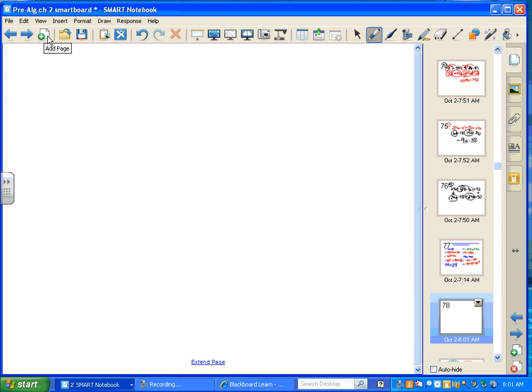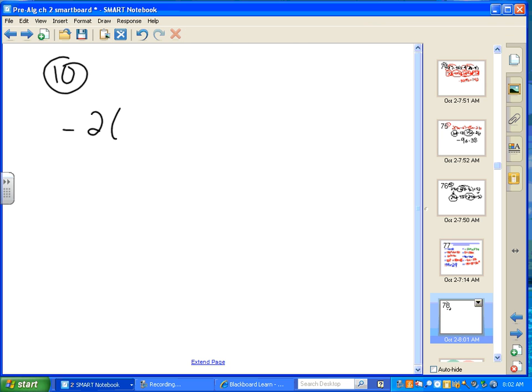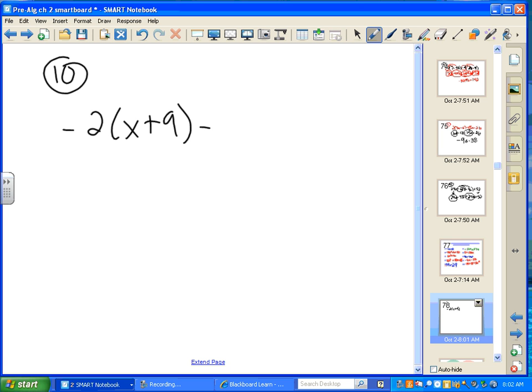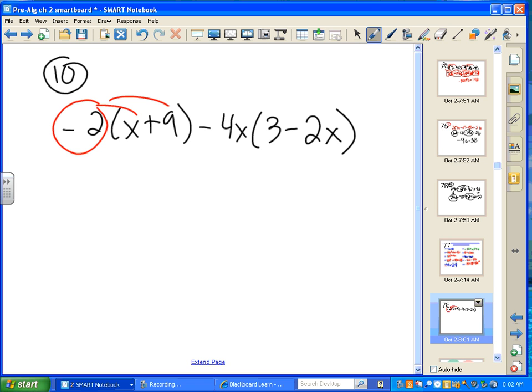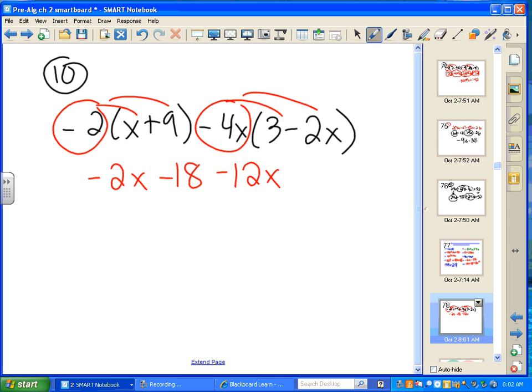Okay, Briar, let's start with number 10. So -2 times x plus 9, minus 4x times 3 minus 2x. All right, Briar. First thing you need to do is take the -2, distribute it through. Take the -4x, distribute it through. You ready? -2 times x is -2x. -2 times 9 is -18. -4x times 3 is -12x. You with me? -4x times -2x is positive 8x squared.